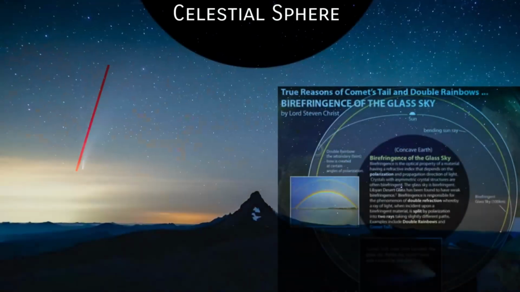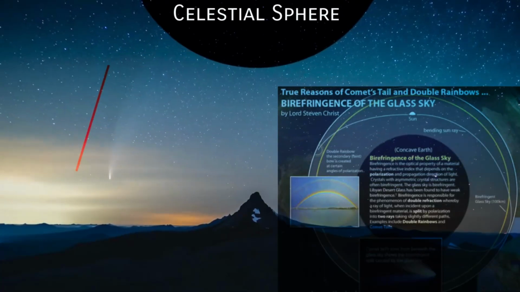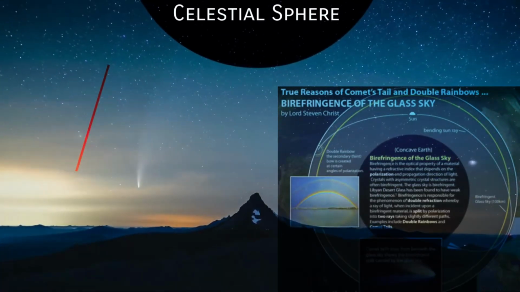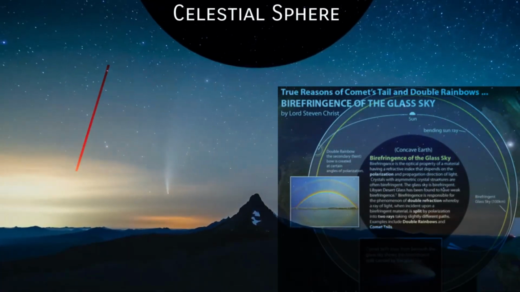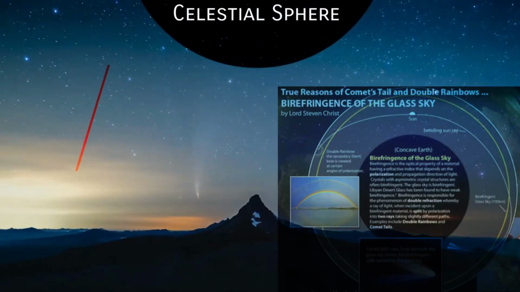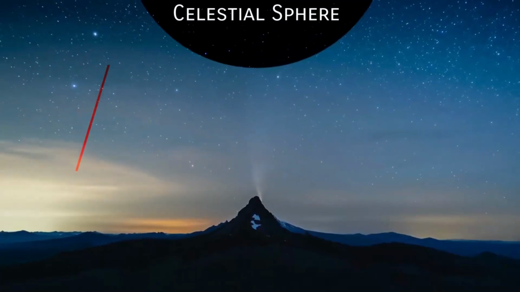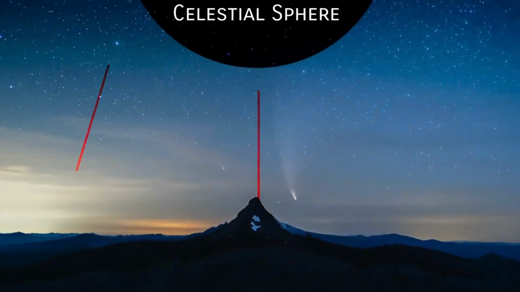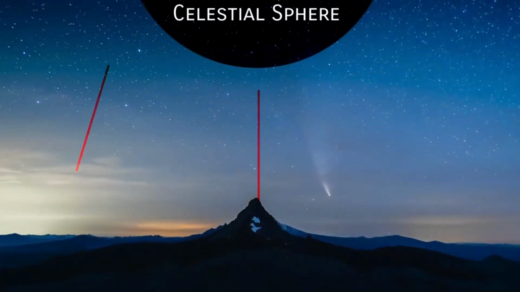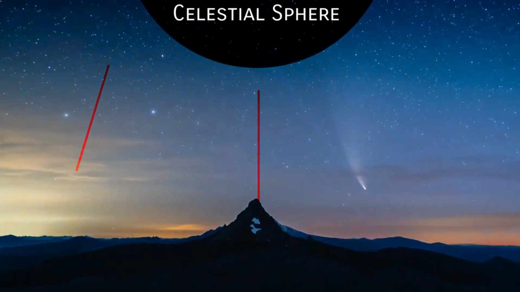So within the concave Earth, there's the sun. The sun is propagating its light. It's on a curve. Everything is moving on a curve within the Earth. The sun ray passes through the glass, it's going to bend back up around, and it's going to hit the comet. So when we see a comet's tail, it splits like that. That is an example of birefringence.